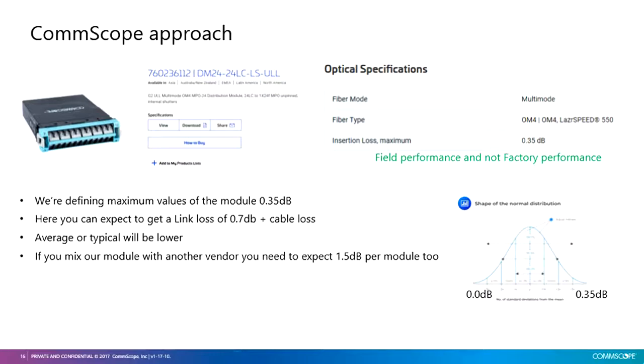If you mix our module with any other vendor, it's around 1.5 dB per module. The loss will go up here. So what is the message I want to give here? If you use CommScope connector, patch cord, and pigtail, the loss that we are publishing will be in line. If you are mixing, for example, the link and the module from CommScope but the patch cord from some other vendor, there is a possibility it will go back to the standard value, where we will have 0.75 dB per connector.